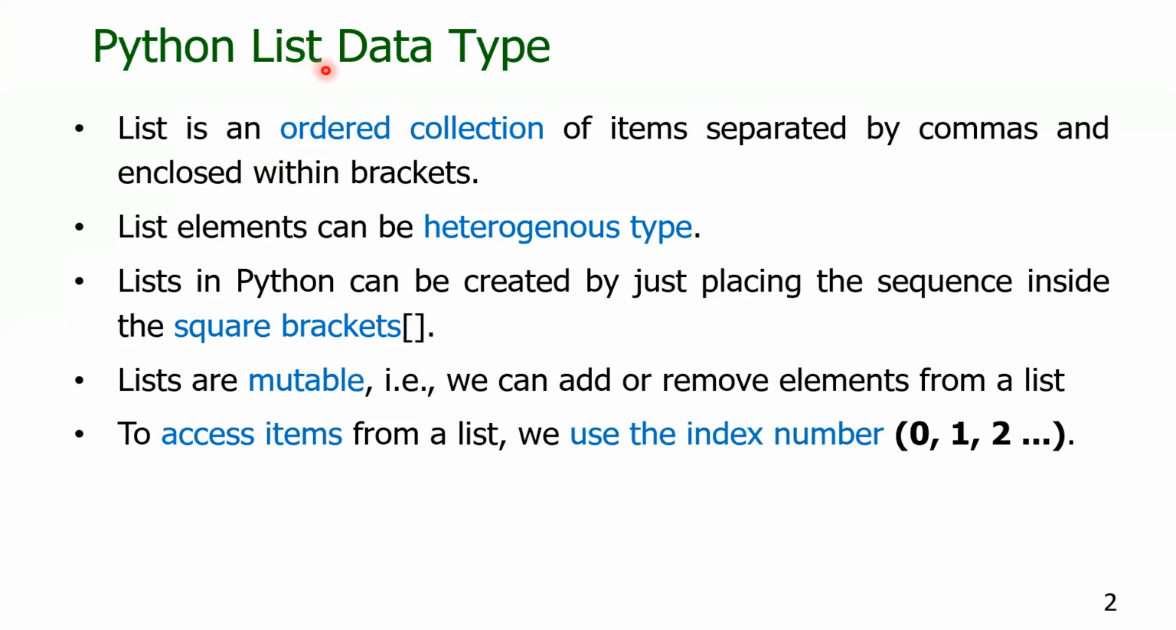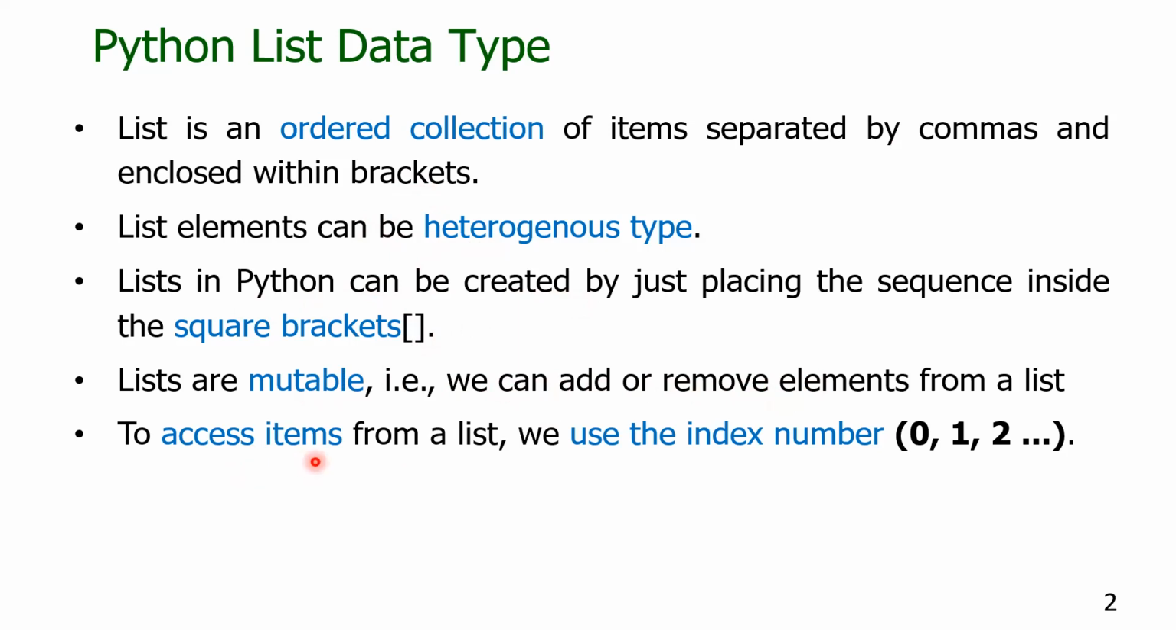The first one is the Python list data type. List is an ordered collection of items separated by commas and enclosed within square brackets. List elements can be heterogeneous type. That means list can have multiple data type elements. Lists in Python can be created by just placing the sequence of elements inside the square brackets. Lists are mutable, which means we can add or remove or modify the elements from the list.